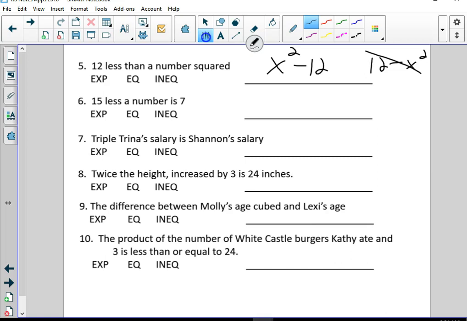15 less a number is 7. Oh, we forgot to put expression up here, sorry. That is an expression. So 15 less a number. Less is the same as minus. So it's saying 15 minus a number is 7. This here is what makes it an equation.